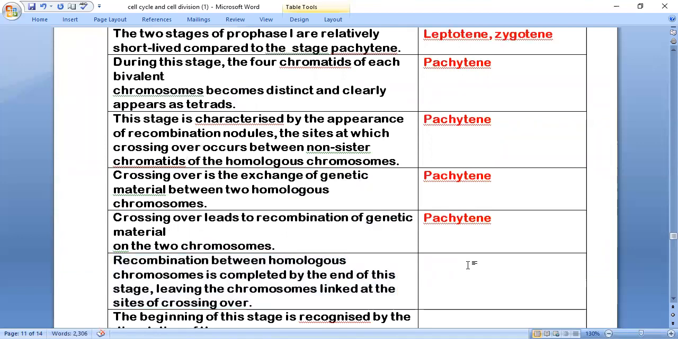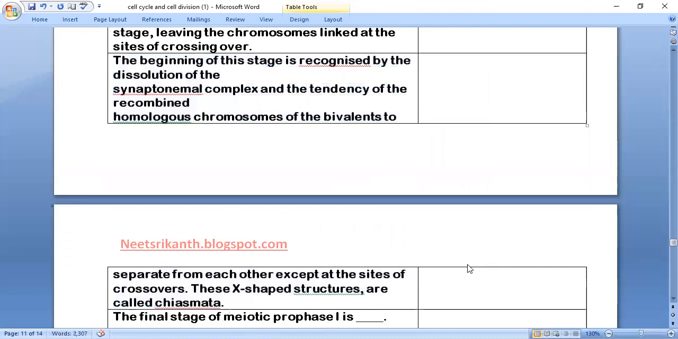Recombination between homologous chromosomes is completed by the end of pachytene, leaving the chromosomes linked at the sites of crossing over. The beginning of diplotene is recognized by the dissolution of the synaptonemal complex and the tendency of the recombined homologous chromosomes of the bivalent to separate from each other except at the sites of crossover. These X-shaped structures are called chiasmata.